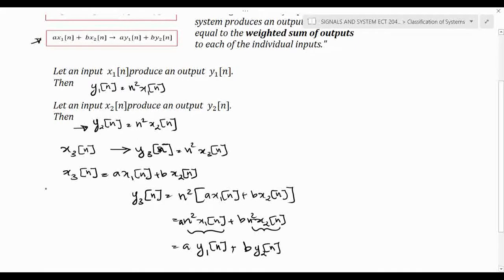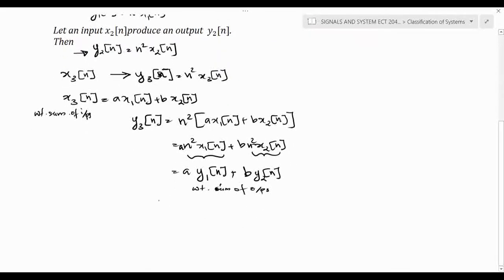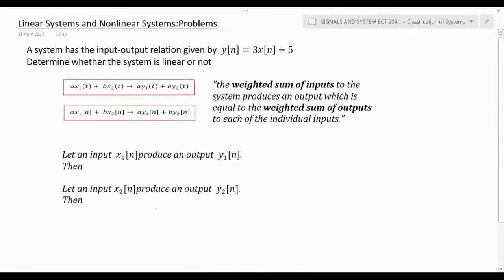So here you can see that the input is a weighted sum of inputs, and the output is also the weighted sum of outputs, or you can call it as the system is linear. So the given system is a linear system. Okay. Now we can check the next question.